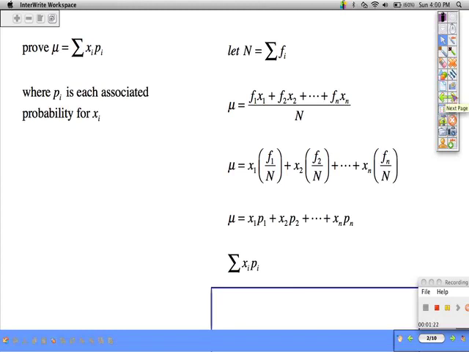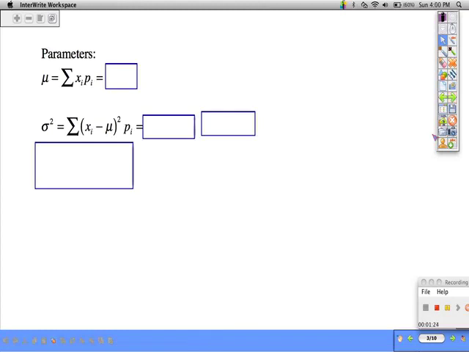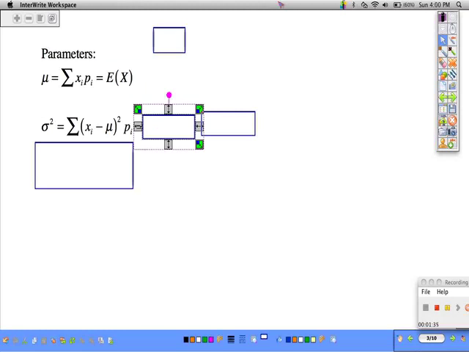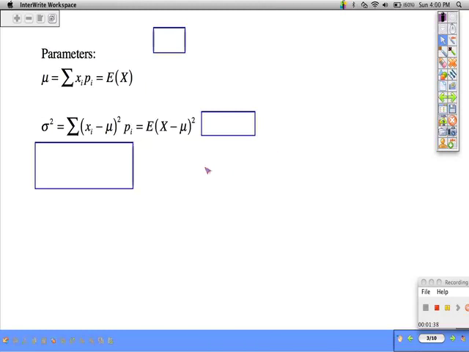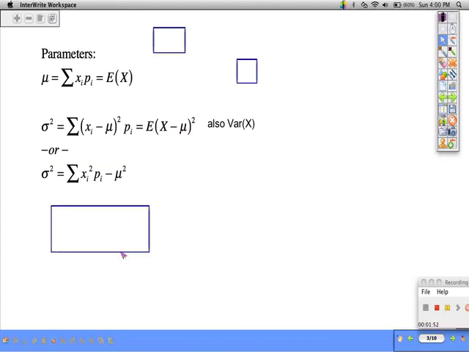And there's another shorter formula for standard deviation too. And mean, if you notice, is the same thing as expected value. And then sigma squared, the variance, is also the expected value of our random variable minus the mean, squared. Another notation is variance of x. Or a shorter formula than the one on the second line down is this one, because we only subtract the mean once as opposed to subtracting it from each data value.